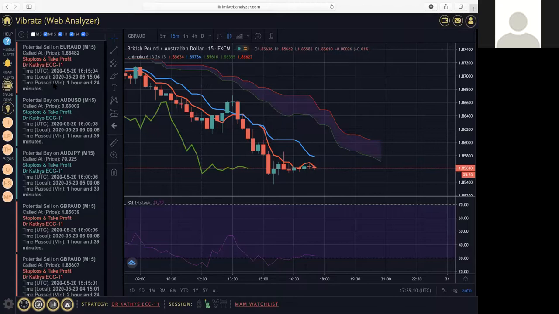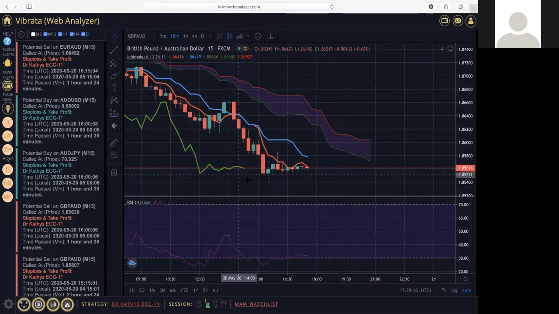Fantastic. Absolutely great. Step number three. So we've got two yeses. We need a third yes confirmation. Step number three is: which way is the green line pointing? If it's pointing down, you're going to sell the currency. If it's pointing up, you're going to buy. So is the green line pointing up or is it pointing down? What do you all think? 100%, 100%. It is pointing down.